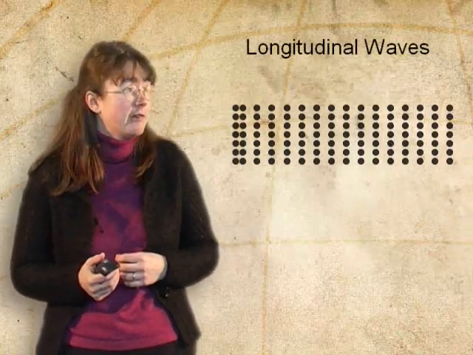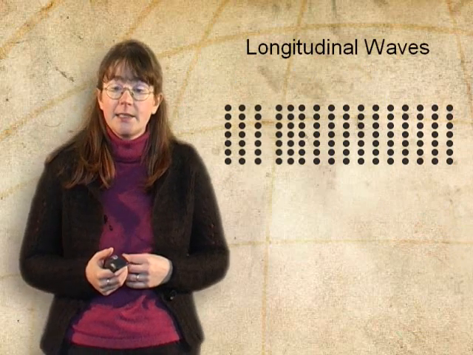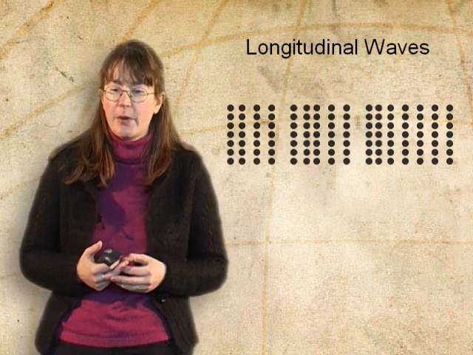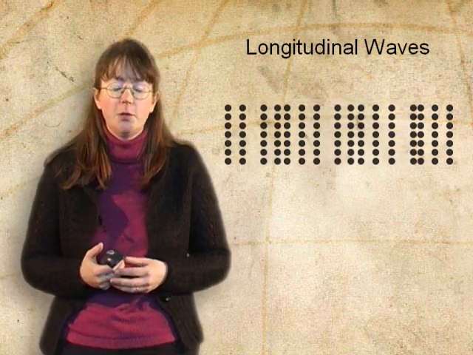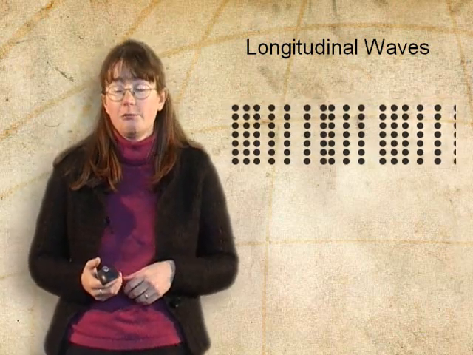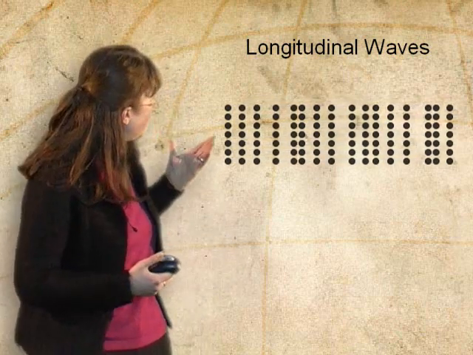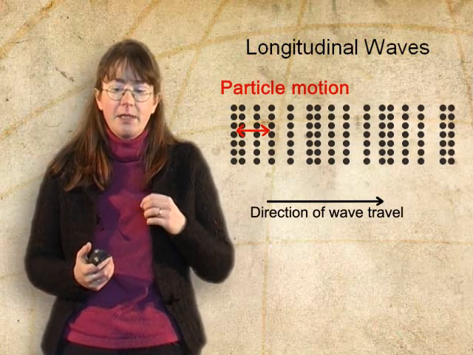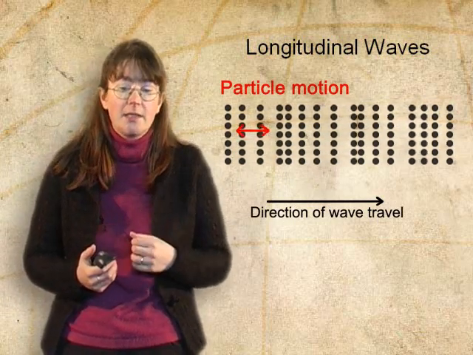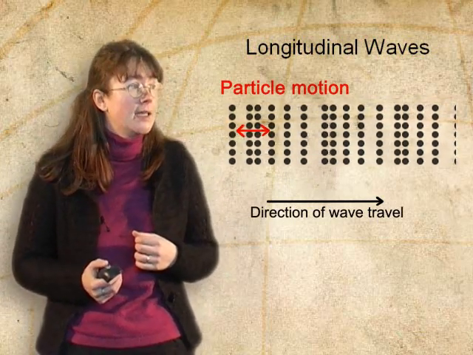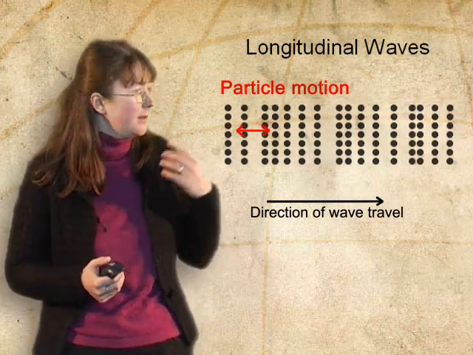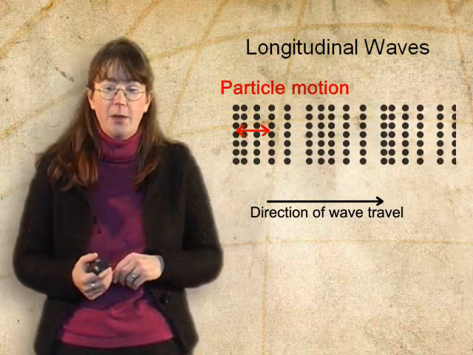A second type of progressive mechanical wave that we look at is a longitudinal wave. Now, sound waves and some types of seismic waves are examples of longitudinal waves, and these are much harder to draw. A longitudinal wave is one in which the motion of the particles is in the same direction, or is parallel to the direction the wave travels. And in this animation, you can see the motion of the particles and the wave.